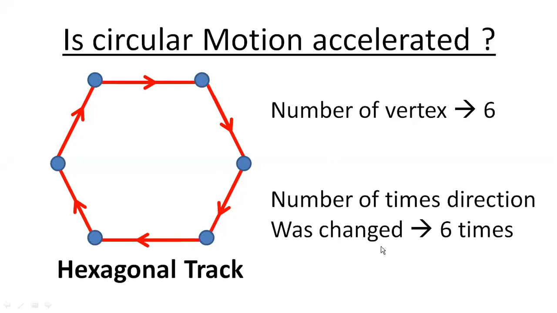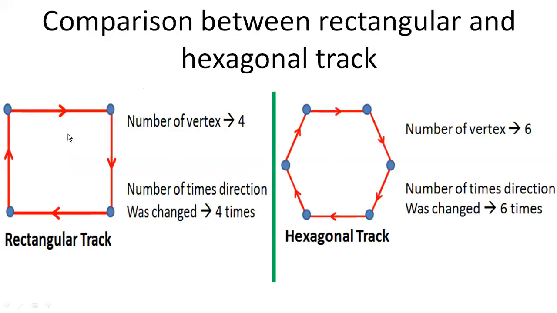Now let us compare what we have studied right now. Initially the diagram was a rectangular track, because of which the points were 4 and the direction changes were also 4. In the next track it was hexagonal. The number of points was 6, and how many times was the direction changed? 6. Now from this activity what we are going to understand is, if in that particular 2D figure we increase the number of points, the number of times the direction has to change also increases.